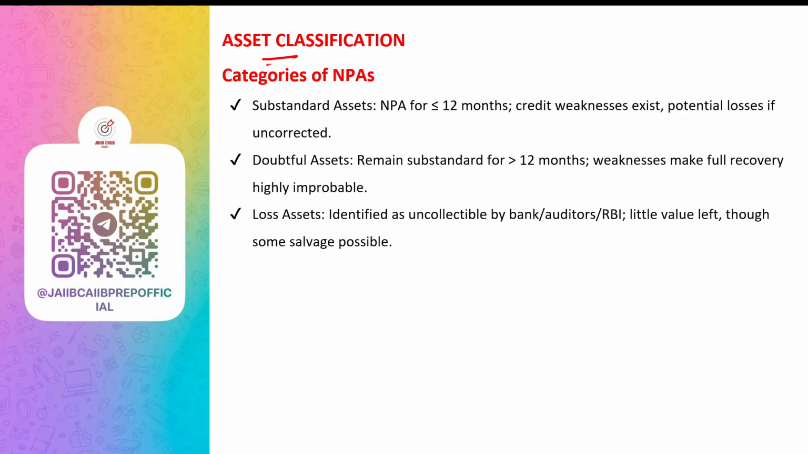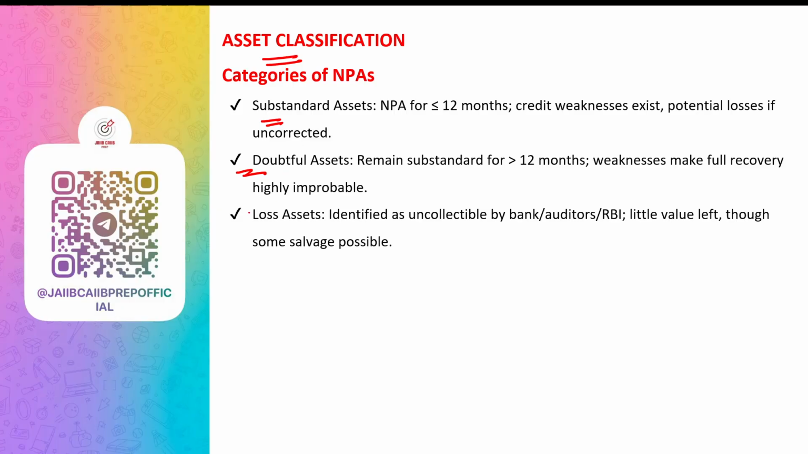Asset classification. There are three categories in which NPAs are classified. Not all NPAs are the same. Banks divide them into three categories. Number one is substandard assets. These are loans that have been NPAs for up to 12 months. Now they have weakness and there is a chance that the bank may suffer loss if issues are not fixed. Then there are doubtful assets. These are the loans which remain substandard for more than 12 months. So it becomes doubtful. These loans have all the weaknesses of substandard assets, but with a much higher risk. Recovery of full amount is highly doubtful.